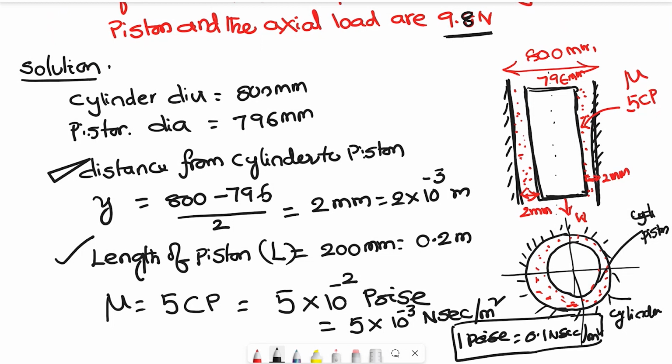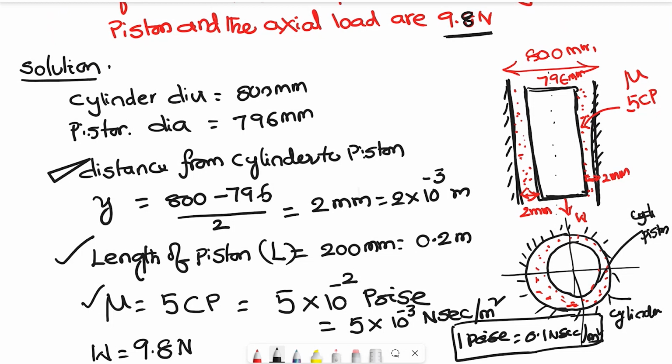This is the norm for us. So accordingly, what are the remaining things? What is the weight of the piston actually? That weight is equal to 9.8 Newton. So this is what he has given. So mu is known, W is known, Y.